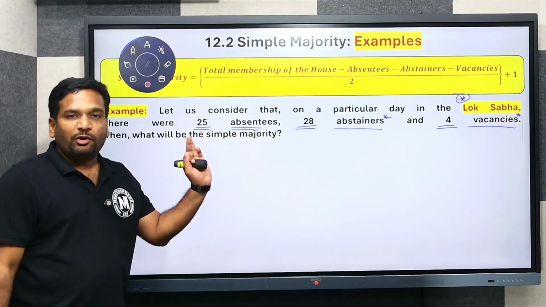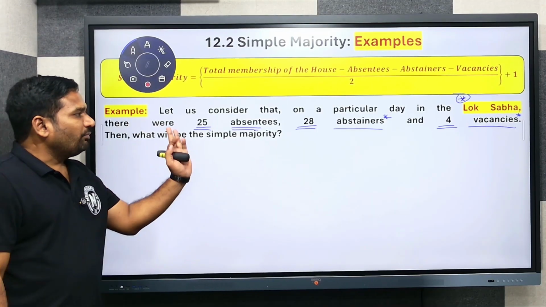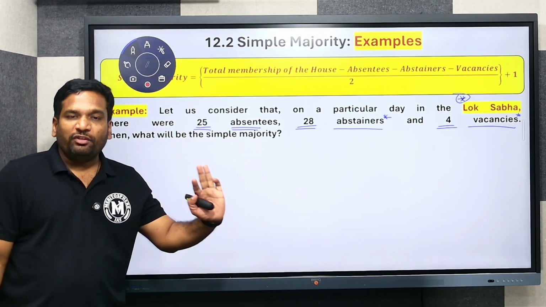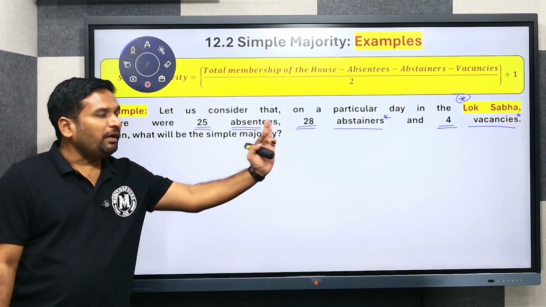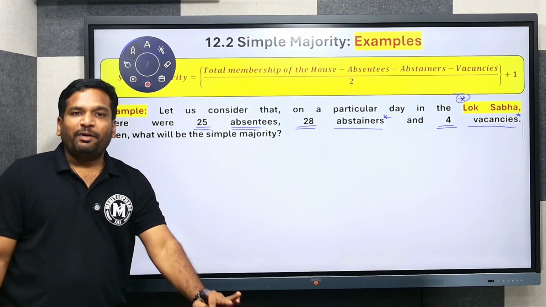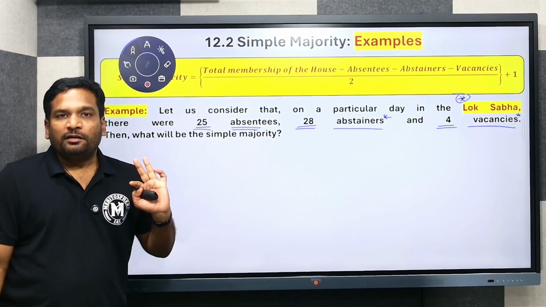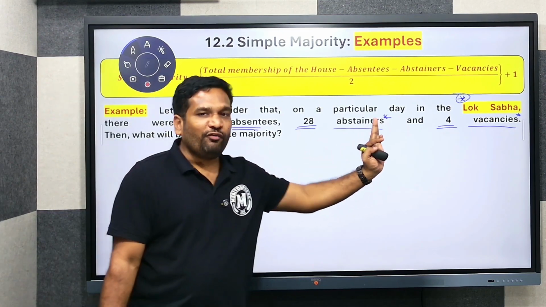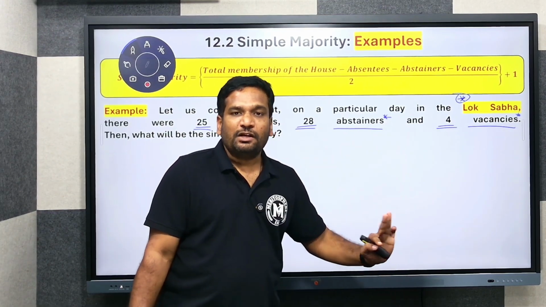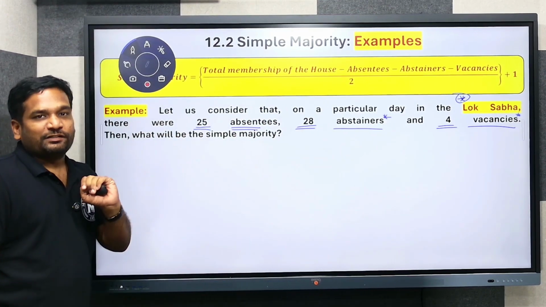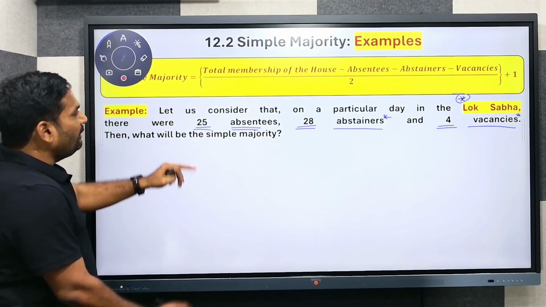So on a particular day in the Lok Sabha, the situation is like this: 25 members were absent, so they were not there in the house. 28 members are abstainers. They were there, but they are not taking part in the voting process. And there are 4 vacancies, so there is no representation for the 4 seats. Now we have to find the simple majority.